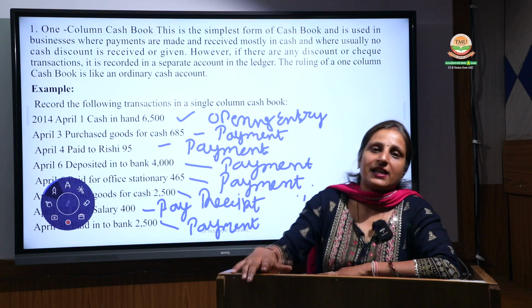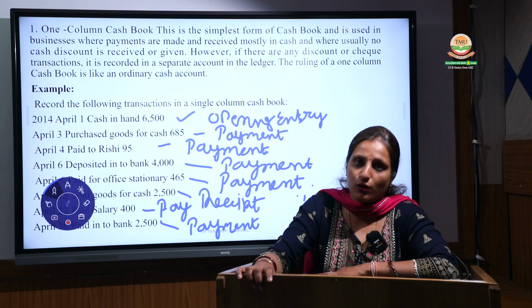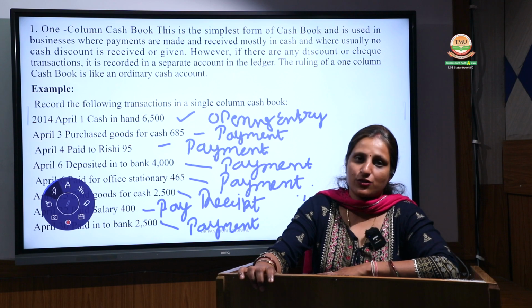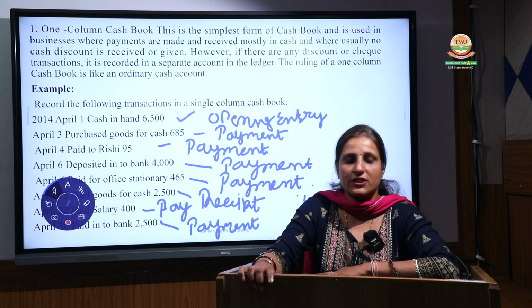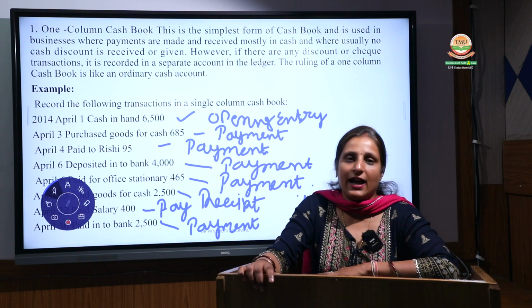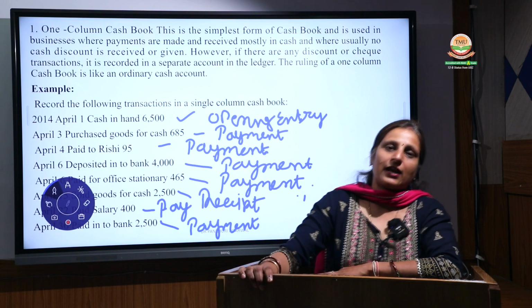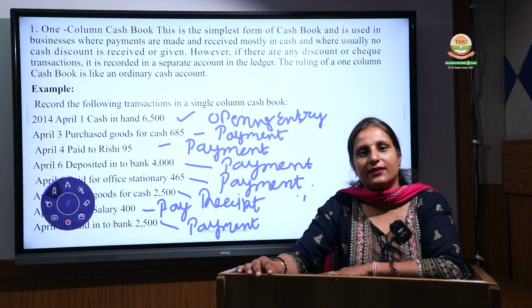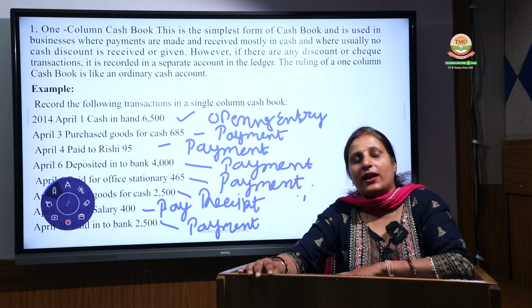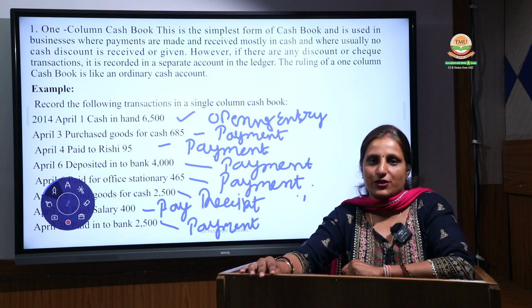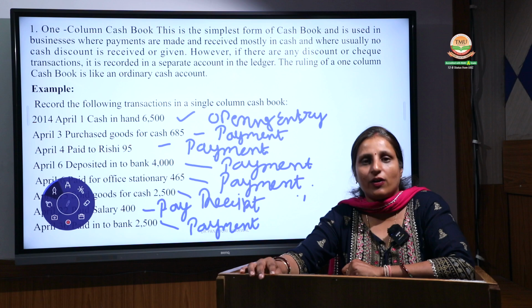If I have to post this entry in my journal, the entry will be purchase account debit to cash account. Purchase will be debit because it is an expense and we have to pay the cash. Cash is a real account and the rule of a real account is debit what comes in, credit what goes out.